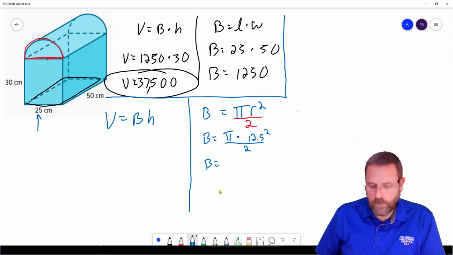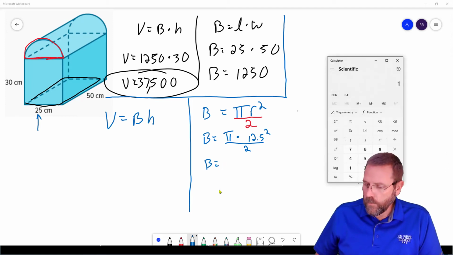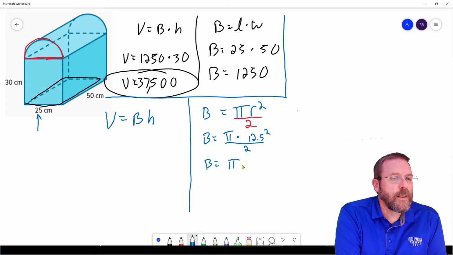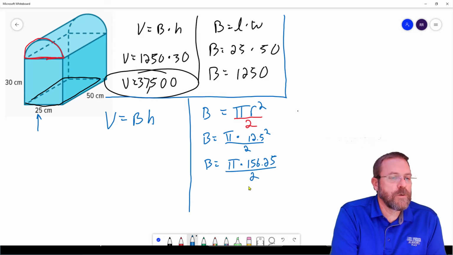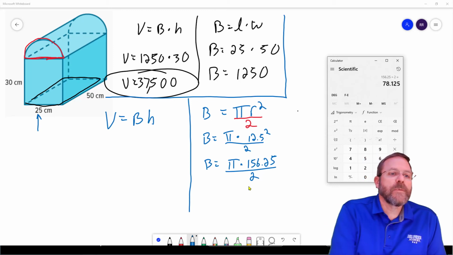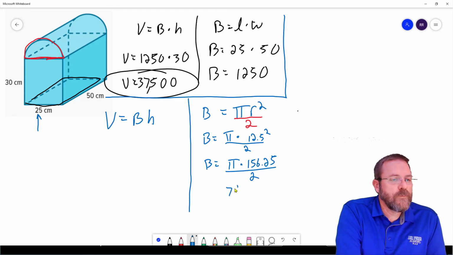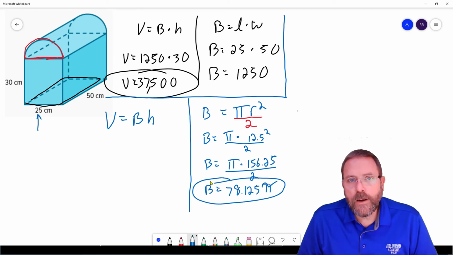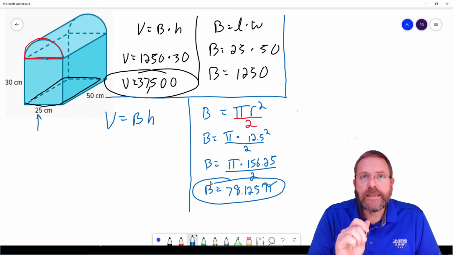Base area is going to equal, let's grab our calculator here, 12.5 times 12.5, that's going to be 156.25, so pi times 156.25 divided by 2. When I divide that by 2, that gives me 78.125. So 78.125 pi is going to equal my base area. And I'm just going to leave it like that. I'm not going to multiply by 3.14 yet.